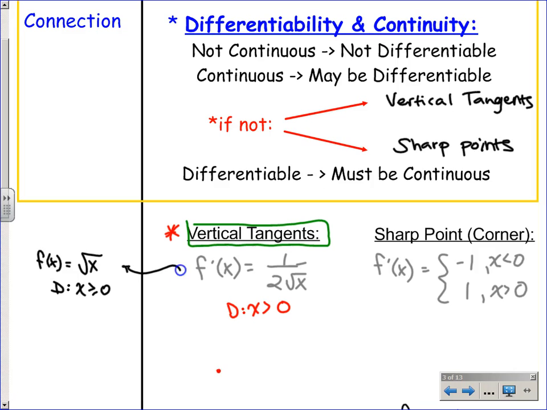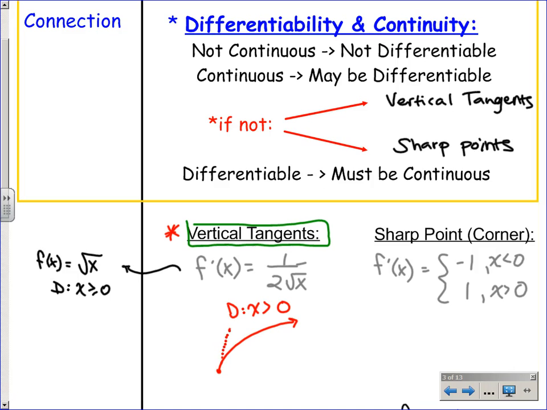Why does it have a vertical tangent, though? You can think of it as a sharp point, but is it truly? No, it doesn't really have another side coming in. It's a vertical tangent because when you come in, what happens to your slopes is you get closer and closer and closer. The slope is going undefined because the slope is going infinite. So that would be an example of a vertical tangent line.